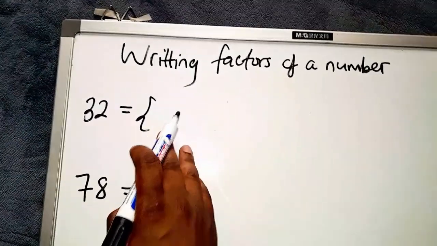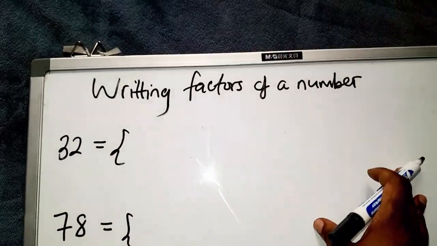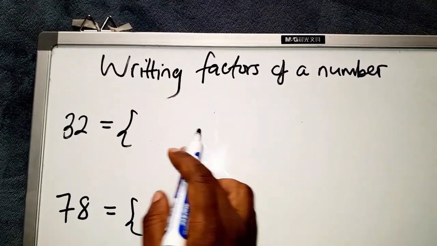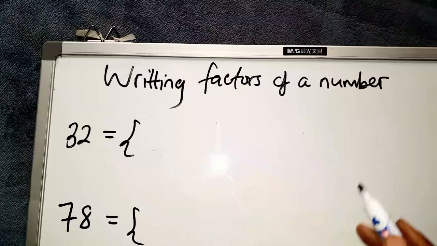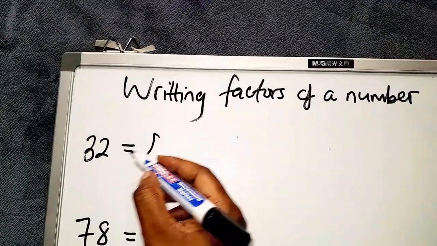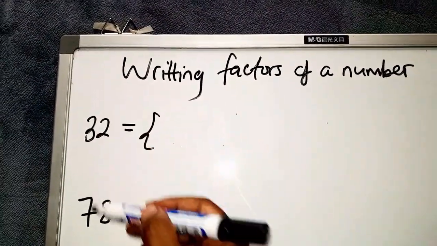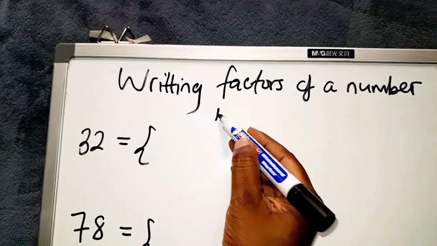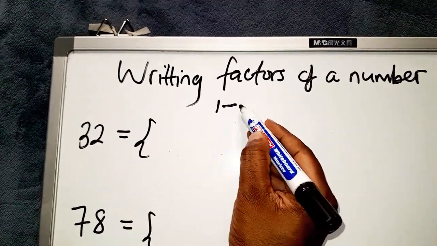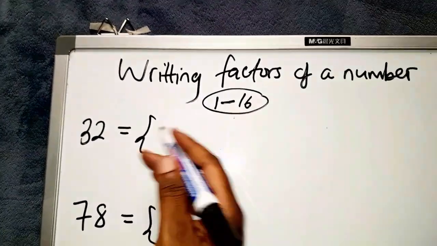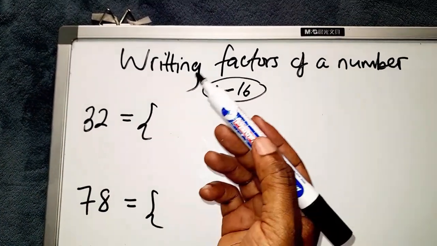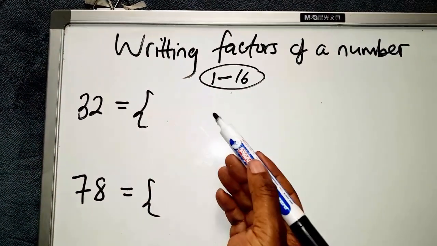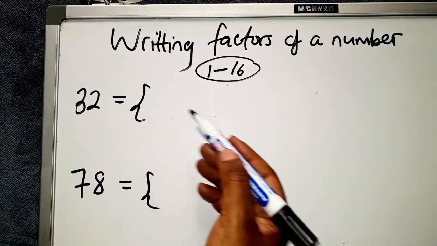So sometimes they may ask you in the exam to write factors of a number, so you want to make sure that you do not make the mistake of leaving out a factor. Now, for instance, we may have 32. 32 is an even number, so you have to consider numbers from 1 up to 16. It's not that every number between 1 and 16 gets into 32, but this is the surefire way of making sure that you write all the factors of a number.